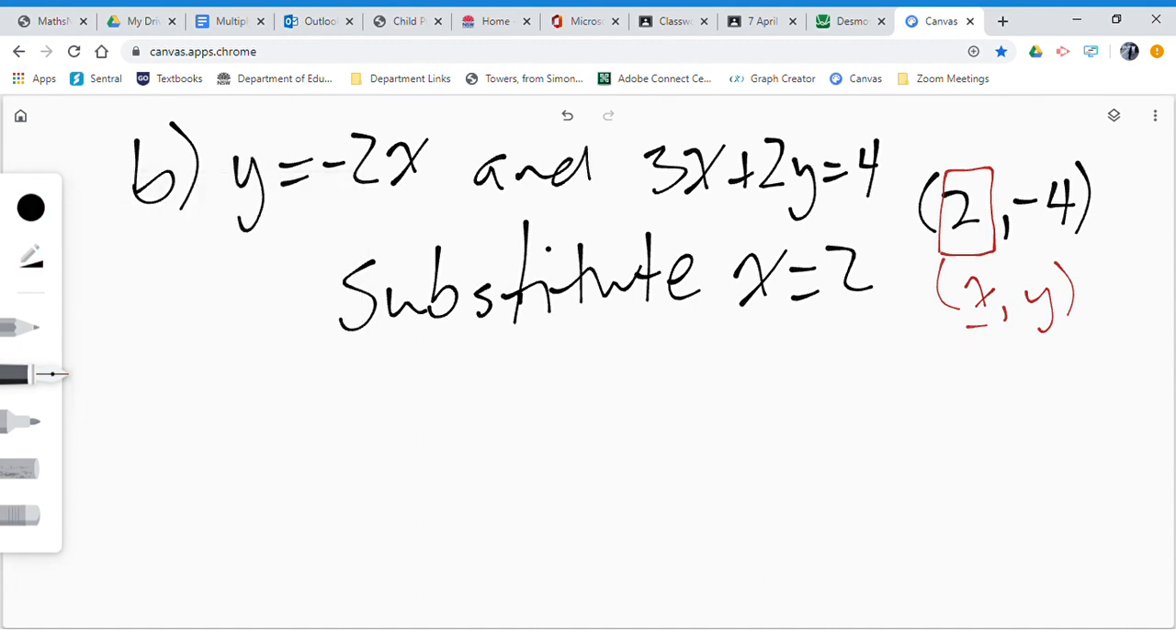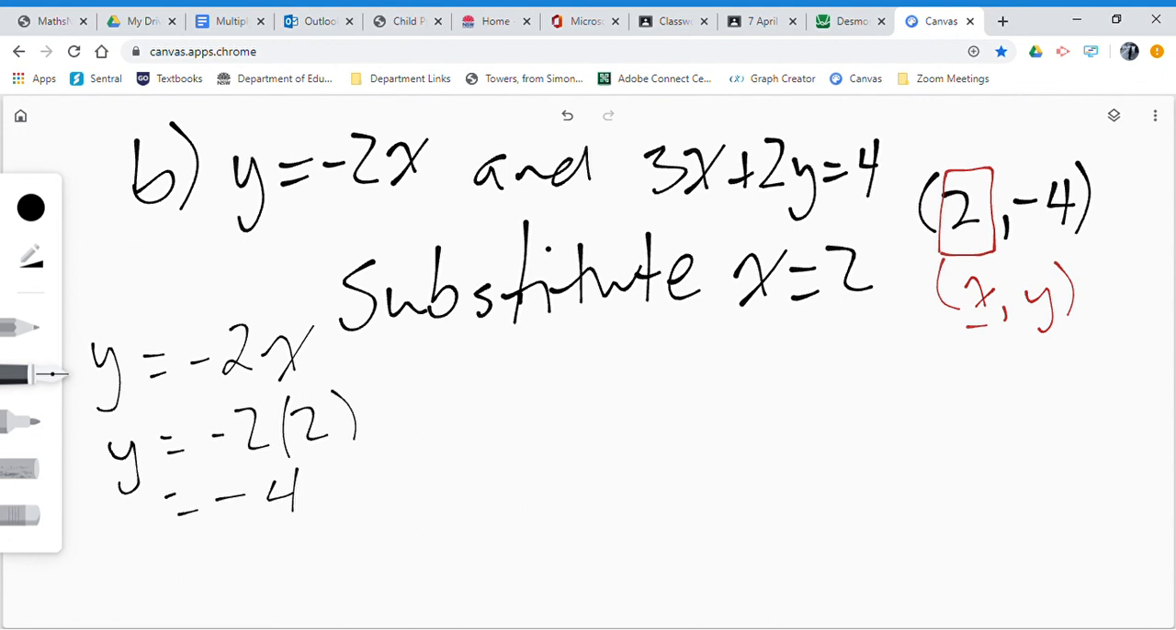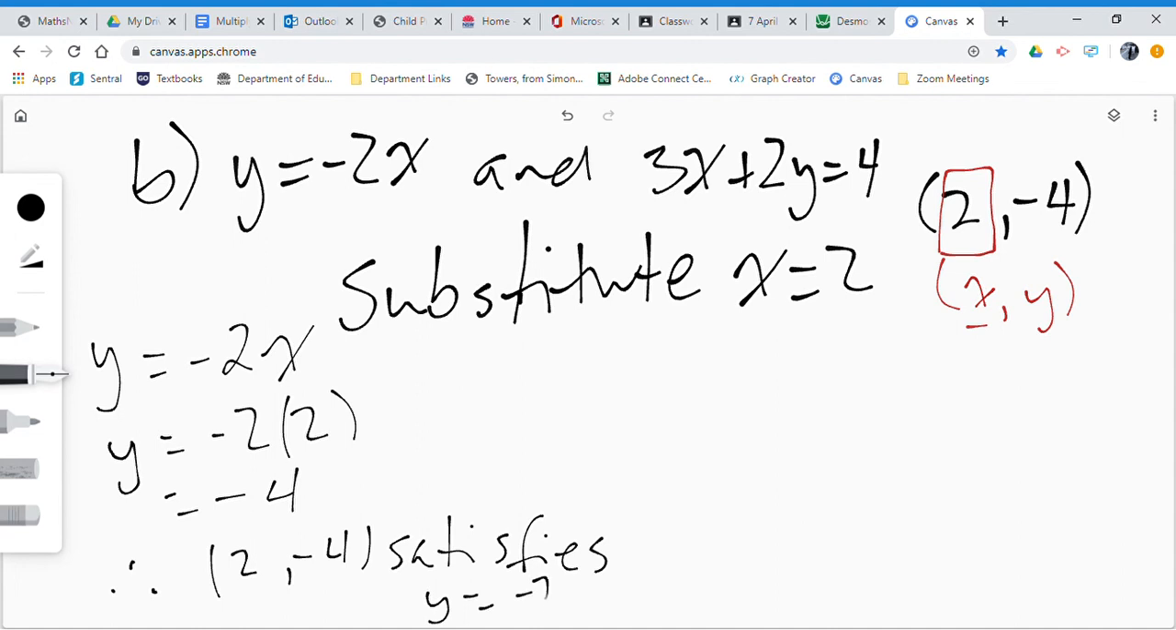So I'm going to substitute that in. Here we go. So y equals negative 2x, y equals negative 2 bracket 2. What's 2 times negative 2? Negative 4. So far, therefore, 2 comma negative 4 satisfies y equals negative 2x.